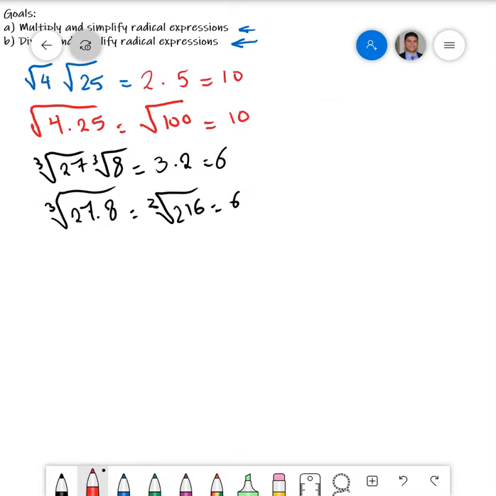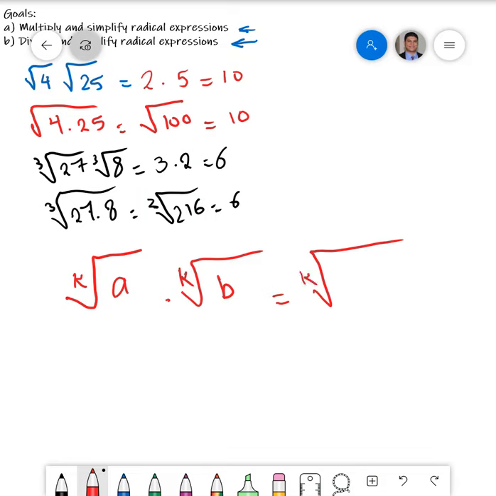For any non-negative real numbers a and b and any index k, kth root of a times kth root of b is equal to kth root of a times b. The index here must be the same. So to multiply here, we need only to multiply radicals.